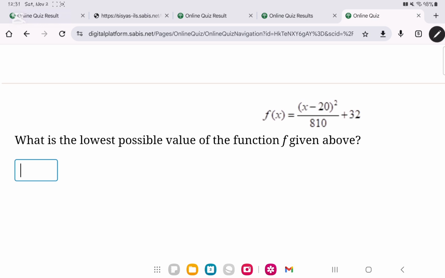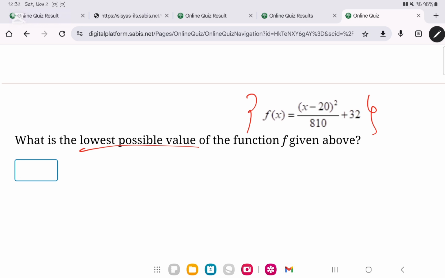So first, we have: what's the lowest possible value of the function f given above. In the AMS, I believe last week, I explained this, okay? And it was a really long way. But now I found another way that you can use it very simply. And you will get the answer, and from it we will derive our rule.